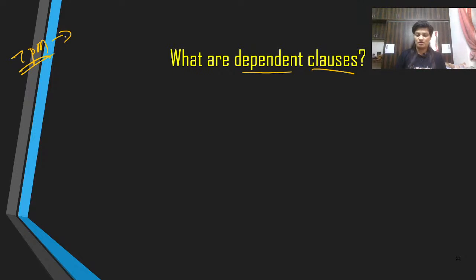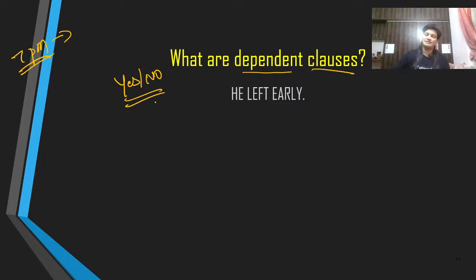Dependent clauses are those which are dependent. One is dependent on the other. Let us take the examples. He left early. Is this independent? Is this a complete sentence? Yes or no?